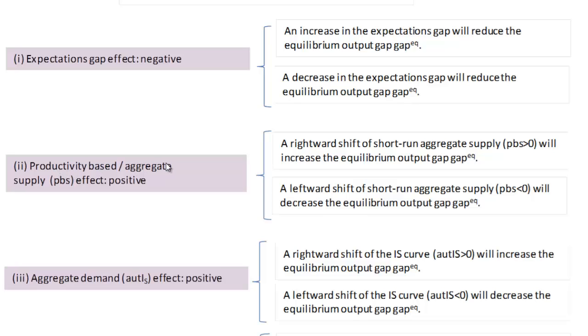In terms of productivity-based shocks, it shouldn't be any surprise that there's a positive relationship. When we have a favorable shock, a rightward shift of the short-run aggregate supply curve, let's say a reduction in oil prices or a more favorable harvest, that's going to increase the output gap. Alternatively, if we have an adverse shock, a leftward shift of the short-run aggregate supply curve, that's going to reduce our output gap. So for example, if oil prices go up, then the output gap will go down. Once again, this happens partly through the interest rate mechanism. If we have a favorable supply shock, the central bank can reduce interest rates. If we have an adverse supply shock, the central bank will raise interest rates.